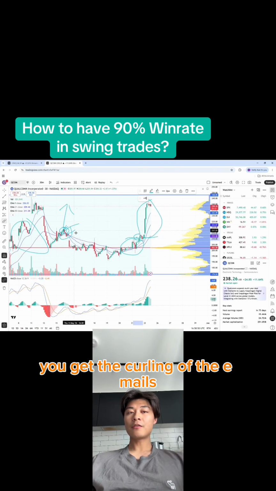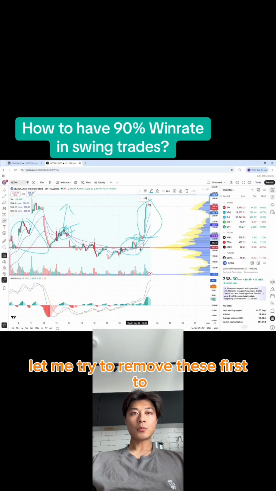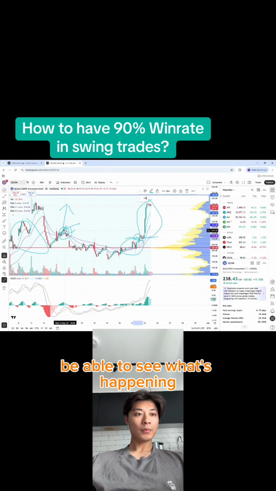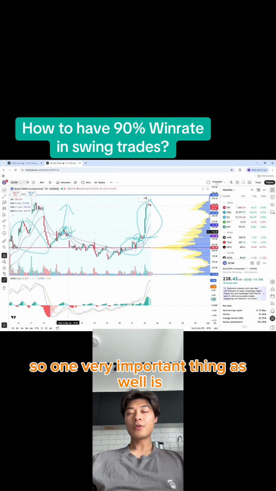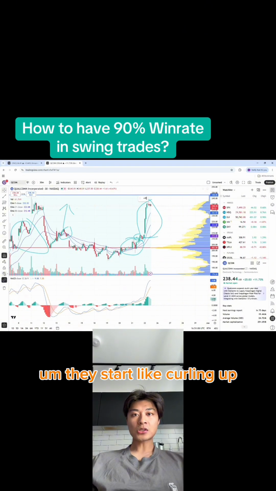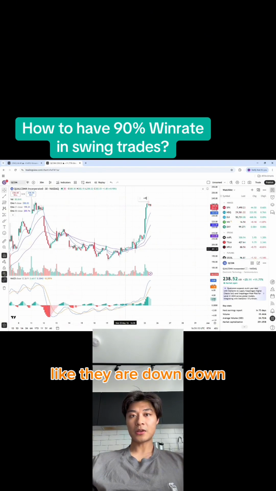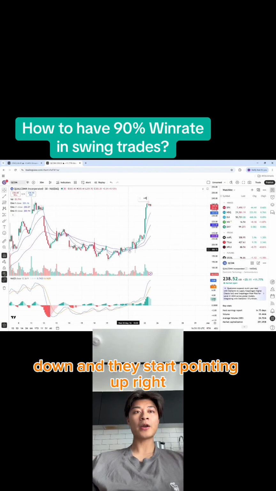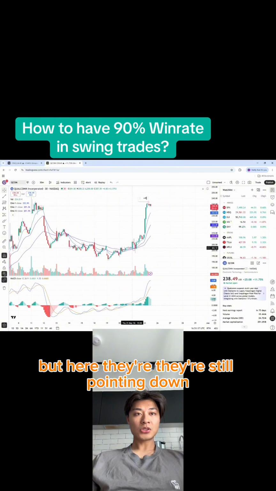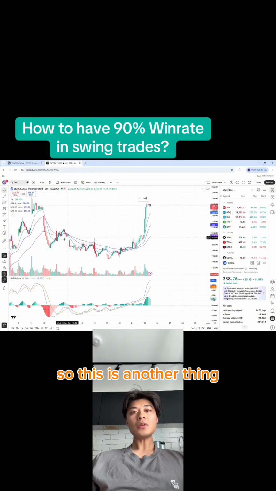You get the curling of the EMAs. One very important thing as well. Let me try to remove these first to let you see what's happening. So one very important thing is you see these EMAs start curling up. They start pointing up around this point. They're down, and then they start pointing up, right? But here, they're still pointing down. They're still pointing downwards.